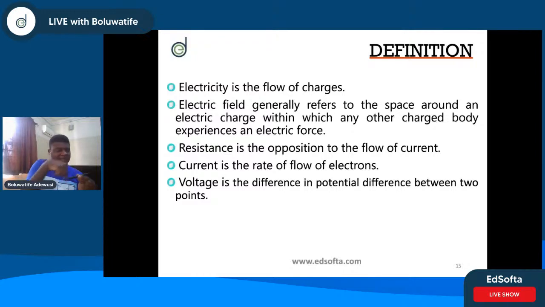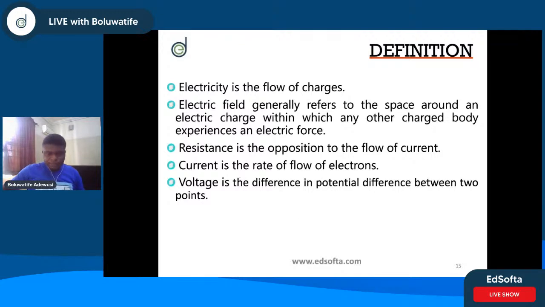So if this is my charge, within this boundary, within this circumference, it can influence these charges. So this whole circle is called what? An electric field. It could be big, it could be small, depending on how strong the charge is.